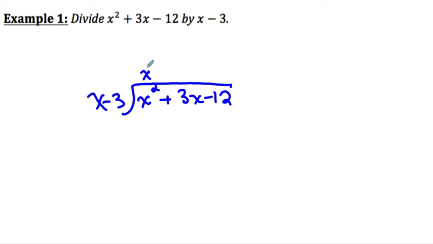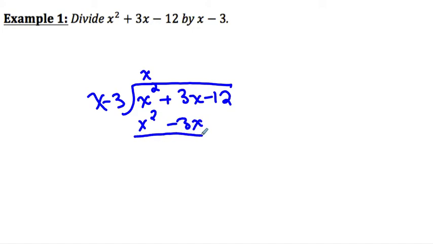Once we do that and we say x times what gives me x squared, that gives me x, then we do the distributive property. So x times x is x squared. And then x times negative 3 gives us negative 3x.